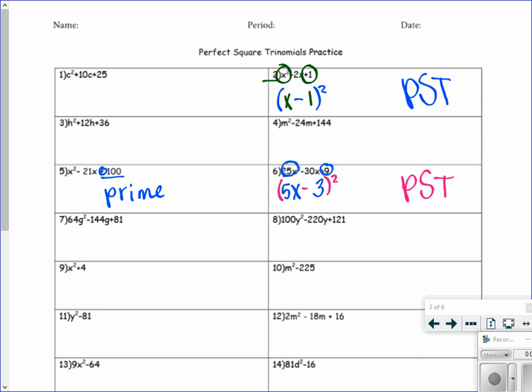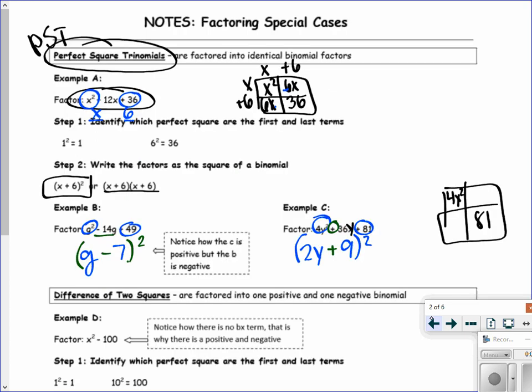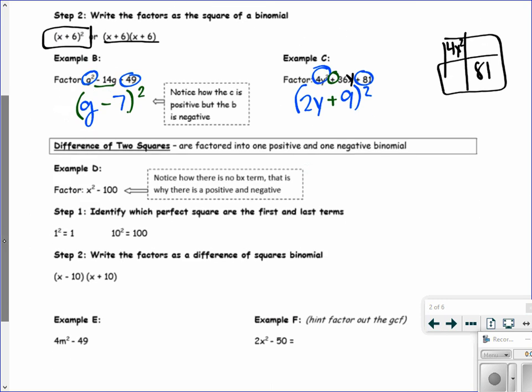That's our first special case. Go back to the front. The second special case is something called a difference of squares. Difference of two squares. This is an example of a difference of two squares. What do you notice about that expression? Yeah, it's missing one of the terms. So if it's missing the x term, then it has the possibility to be a difference of two squares.